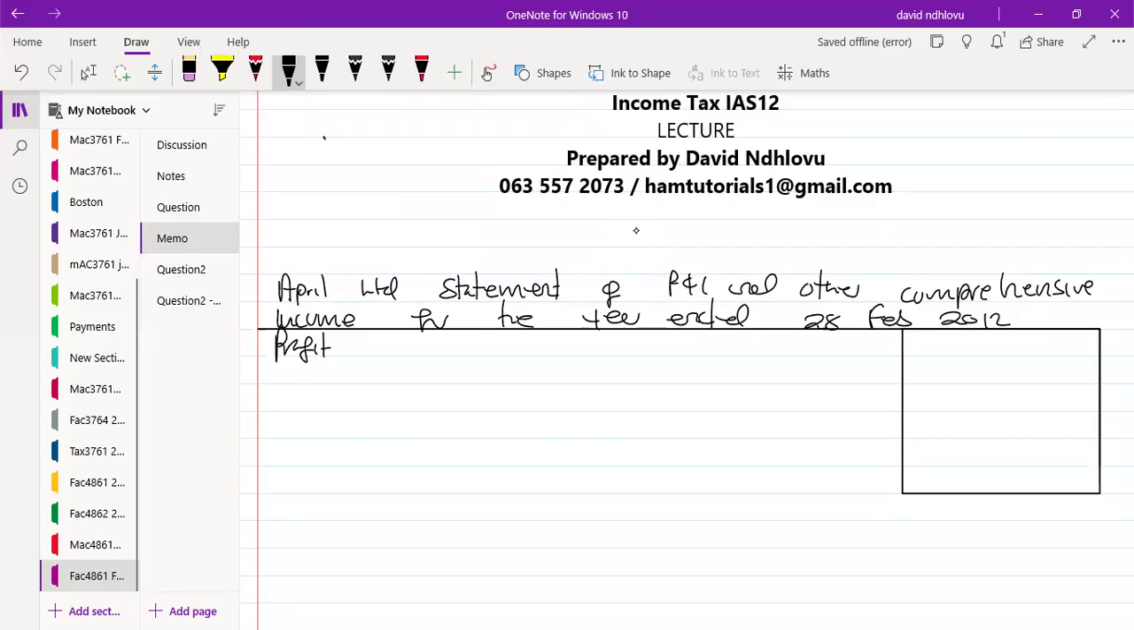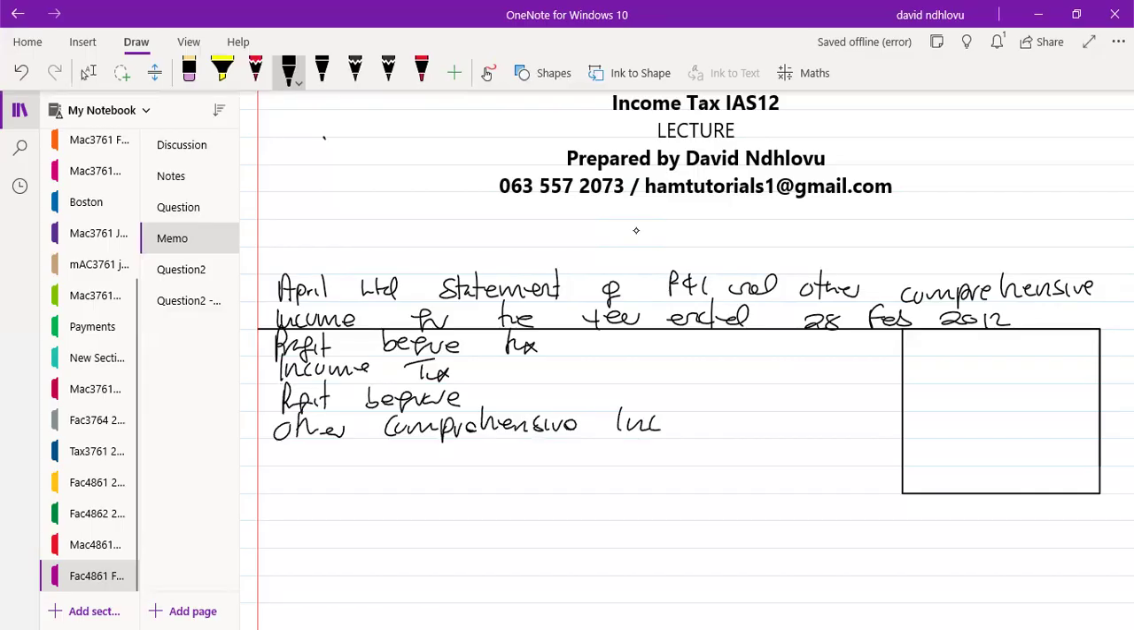Right, so we should start with the profit before tax amount. Then after that, you will have your income tax amount. Then you have your profit after tax. And then you can have your other comprehensive income if you have that. Then you can have your total comprehensive income. So this is the structure of our presentation in the P&L.